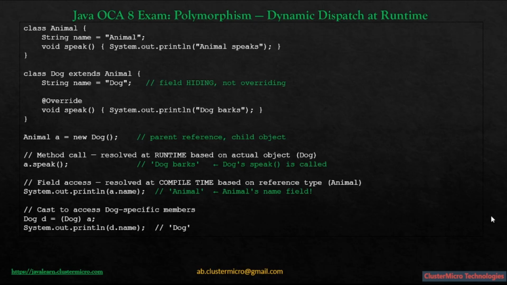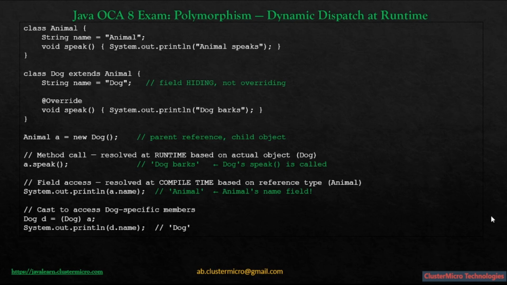Okay, so we see the method call a.speak(). It will lead to "Dog barks". The compiler checks, does Animal have a speak method? Yes. The call is allowed. At runtime, Java looks at the actual object, which is a Dog, and checks whether Dog has overridden speak. It has, so Dog's version will run. So the output is "Dog barks".